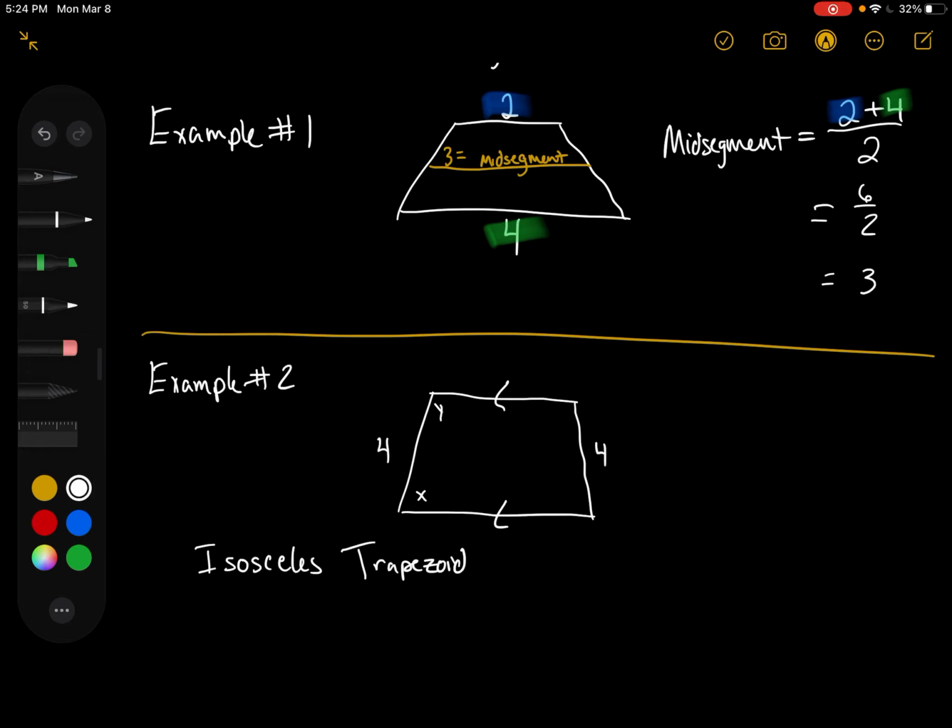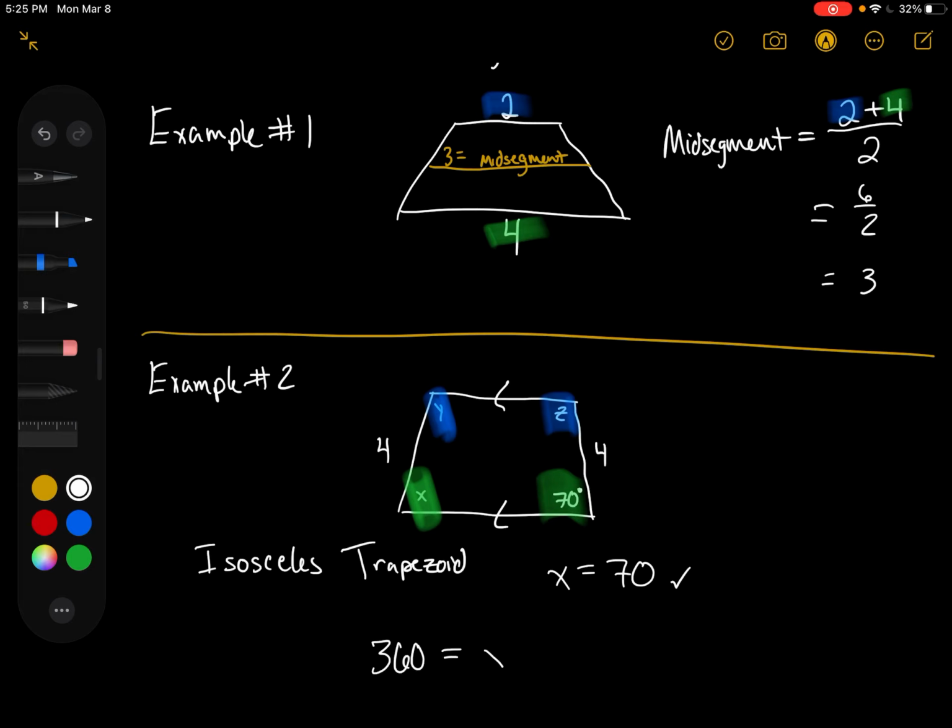But what the question might ask us for is to solve for x, y, and z if this angle right here is 70 degrees. So what do we know about isosceles trapezoids? Well, we know that the base angles are congruent. So bottom equals bottom, top equals top. So in this case, x equals 70. Okay, so that's one thing that we solve for. But what about y and z?